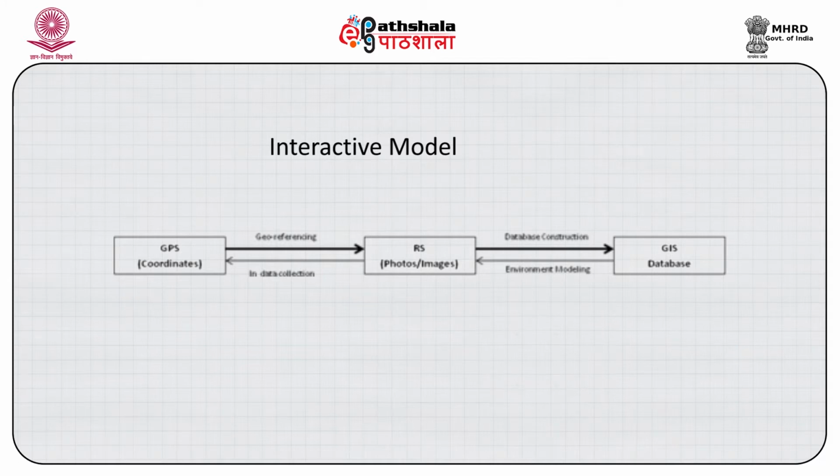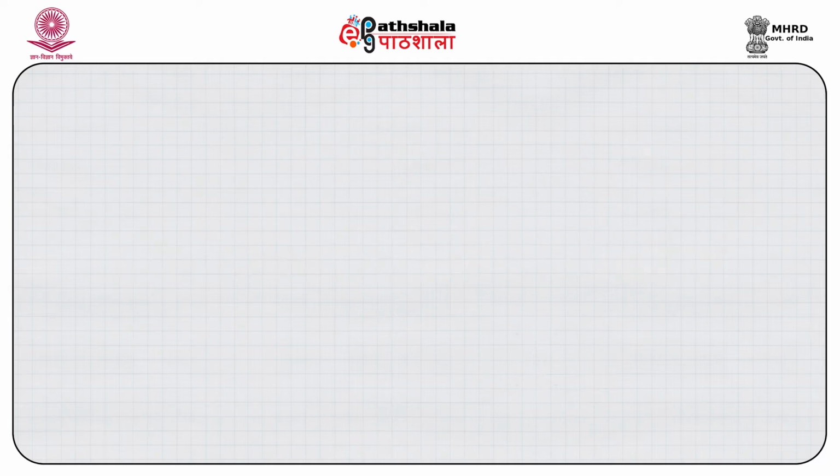Although it is possible for data to flow from GIS to remote sensing in this model, the data flow from GPS to remote sensing and from remote sensing to GIS is much more common, as the arrows' width in the figure shows. Number three, the hierarchical model.